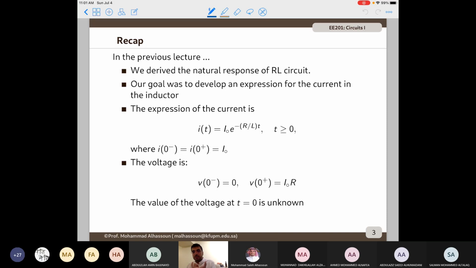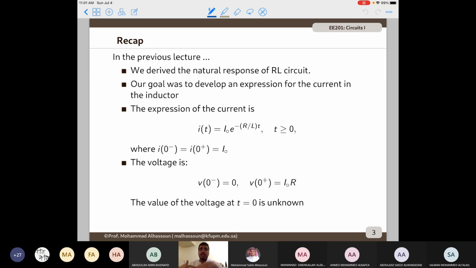Then we concluded the chapter with 2 important topics. The first one was superposition, which should make sense to all of us. If you have 2 independent sources or 2 linear sources, then the contribution of these two sources is the summation of the individual contribution of each one of them. And the most important thing was finding the Thevenin and Norton equivalent circuit.